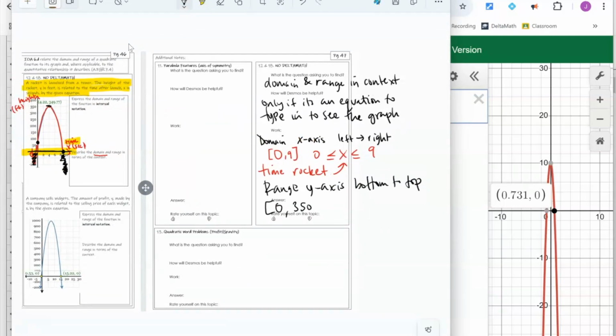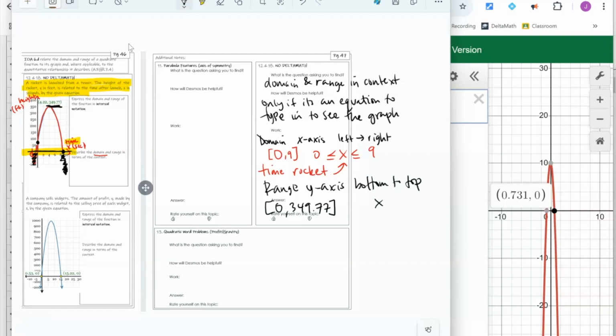All right, do I include 350? Yes, because at 350, oh, I'm sorry, that's not 350, because it clearly tells me what it is right here. Can I say that it's 350? Absolutely not, because does it get to 350? No, so I have to say 349.77, and it includes that, okay?